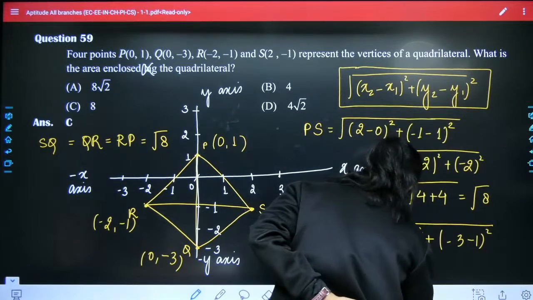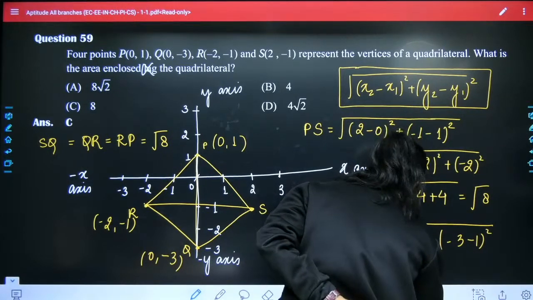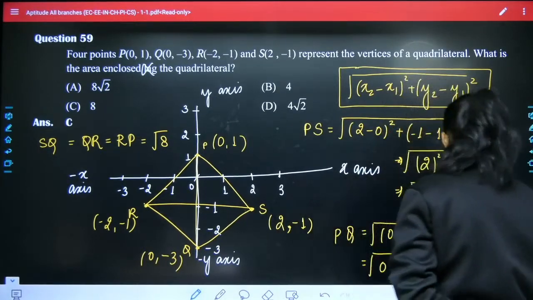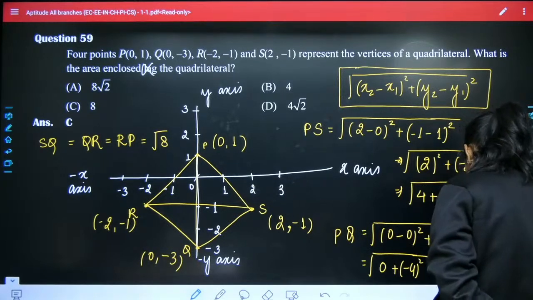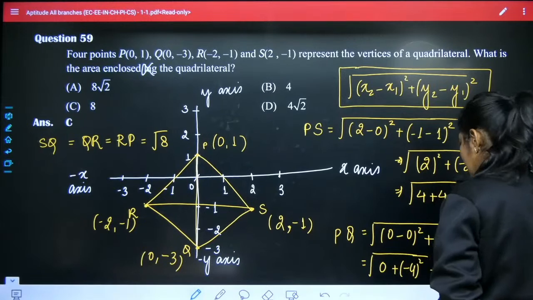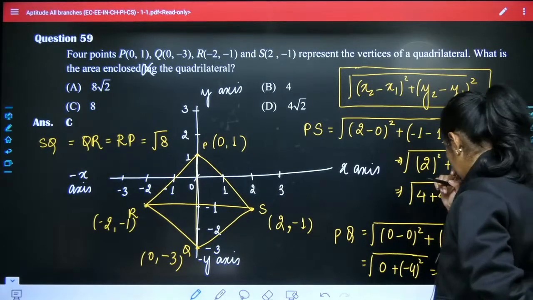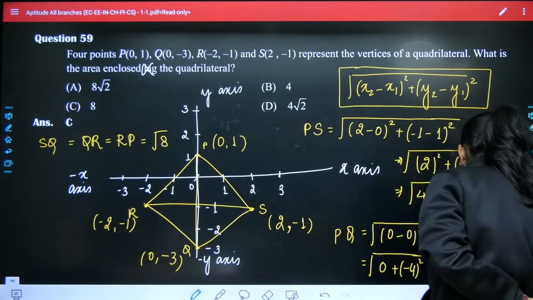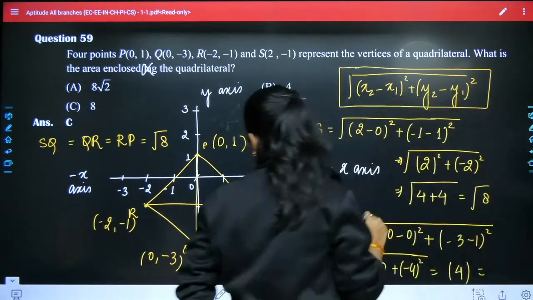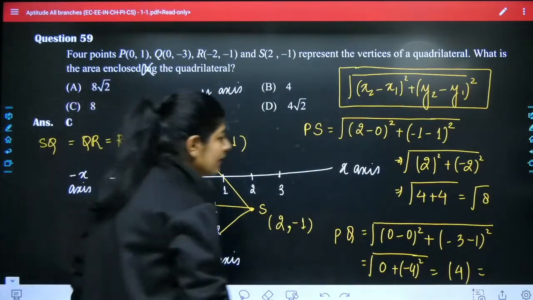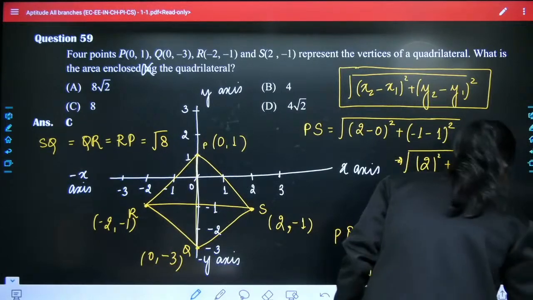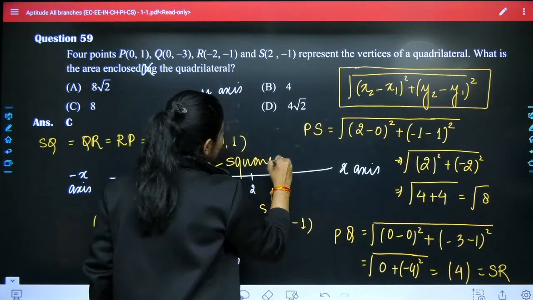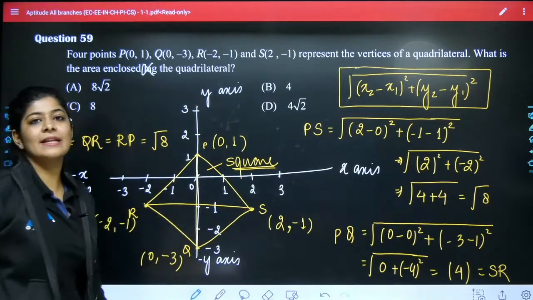That means we can write it as 0 plus minus 4 whole square, that is equal to 4. If we calculate the value of RS, that is again equal to 4. So here we can say that this shape is nothing but a square. From this we can say that this quadrilateral is a square.